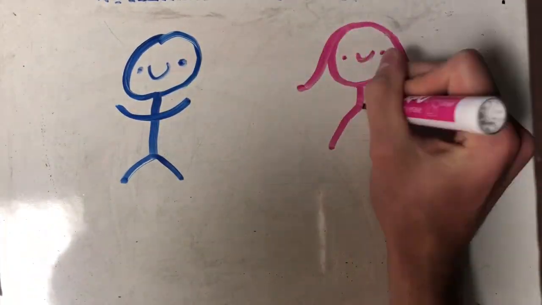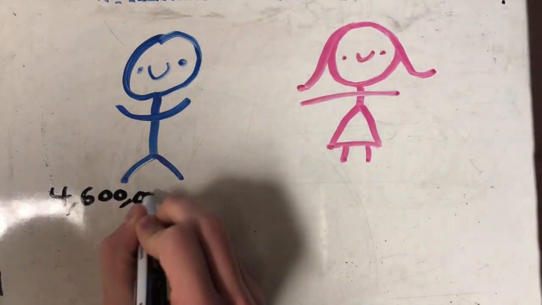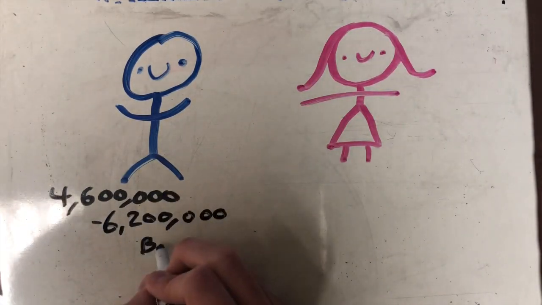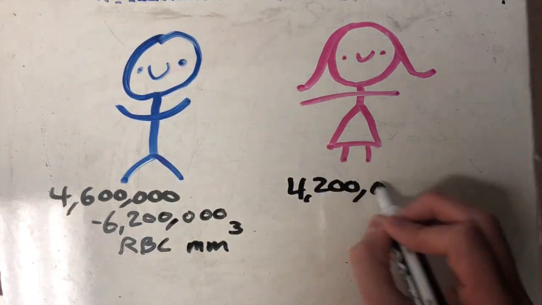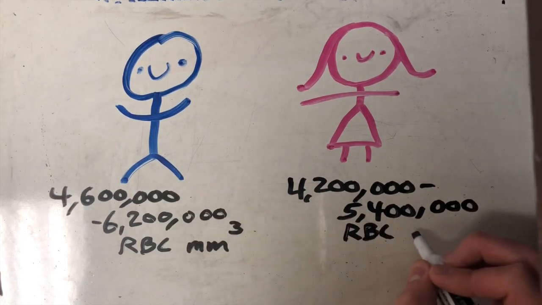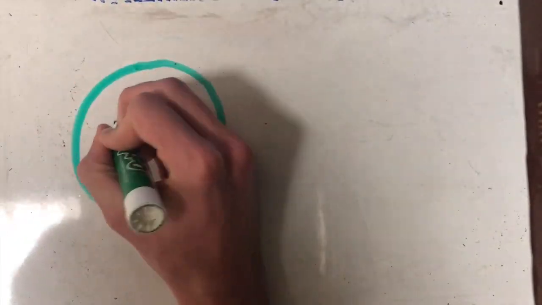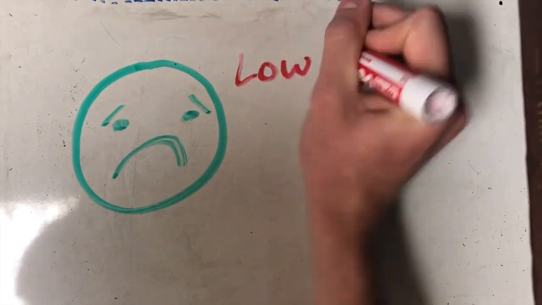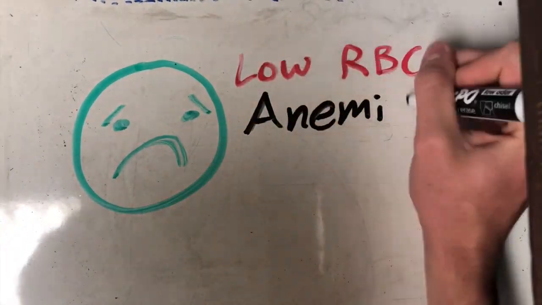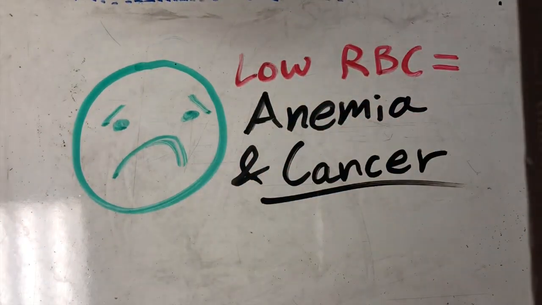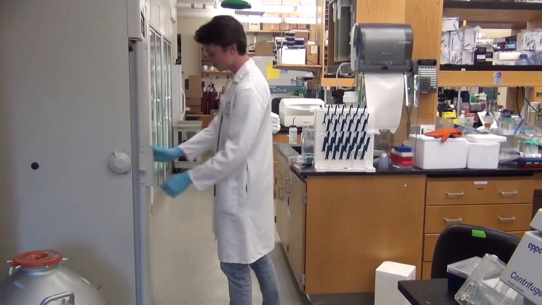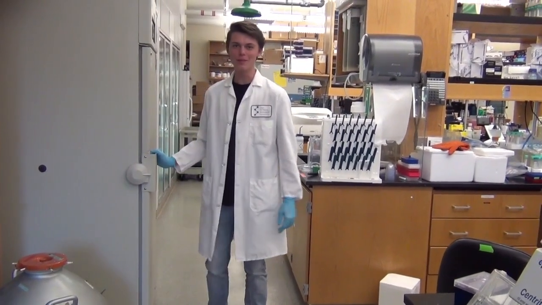The average adult male has between 4,600,000 to 6,200,000 cells per cubic millimeter. The average adult female has between 4,200,000 to 5,400,000 cells per cubic millimeter. Any deviation from this could be a sign of disease. Anemia and cancer are the most common reasons for a low red blood cell count. Low hematocrit is bad.